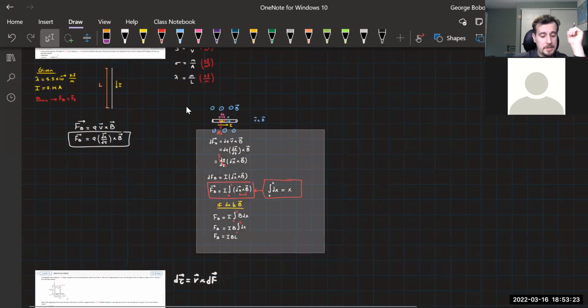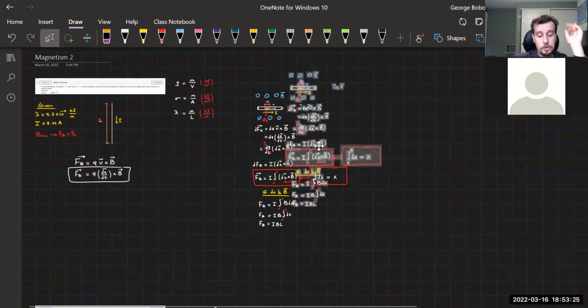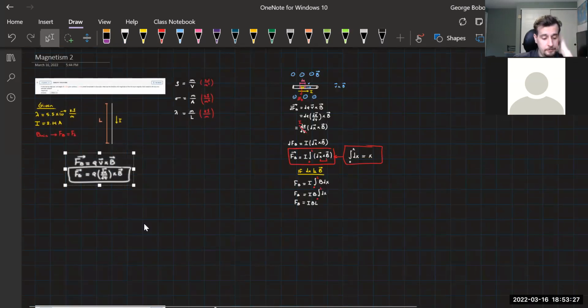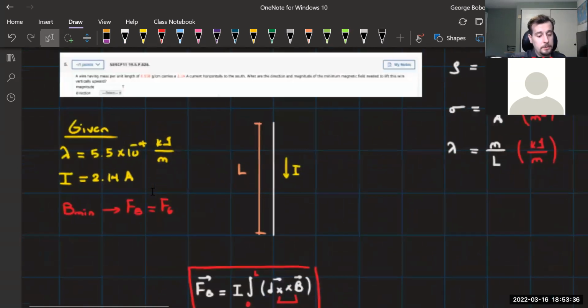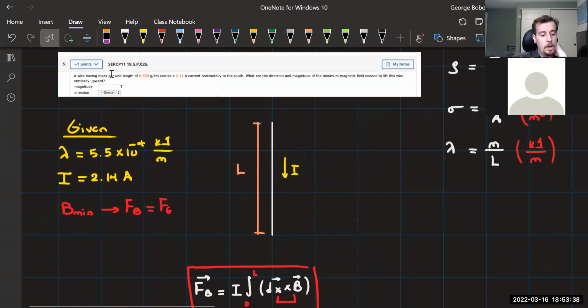So with that being said, I'm going to use the right equation here to help us out. What does it say here? It says we want to do this. Okay, I'm all down for that. So the magnetic field, let's see. A wire having a mass per unit length this much carries this much current. We need a magnetic field to lift it. So hold on for a sec.